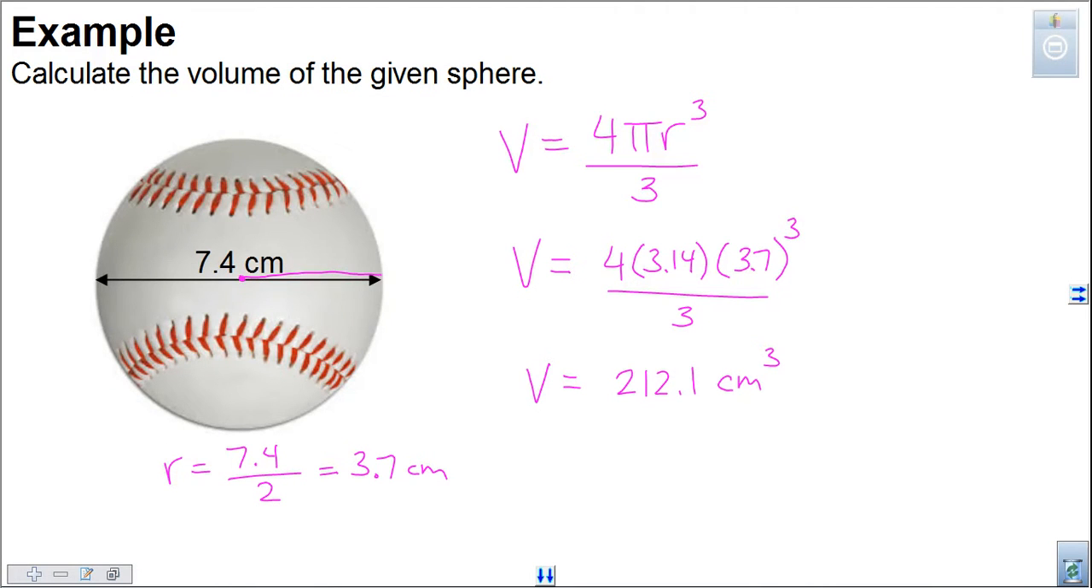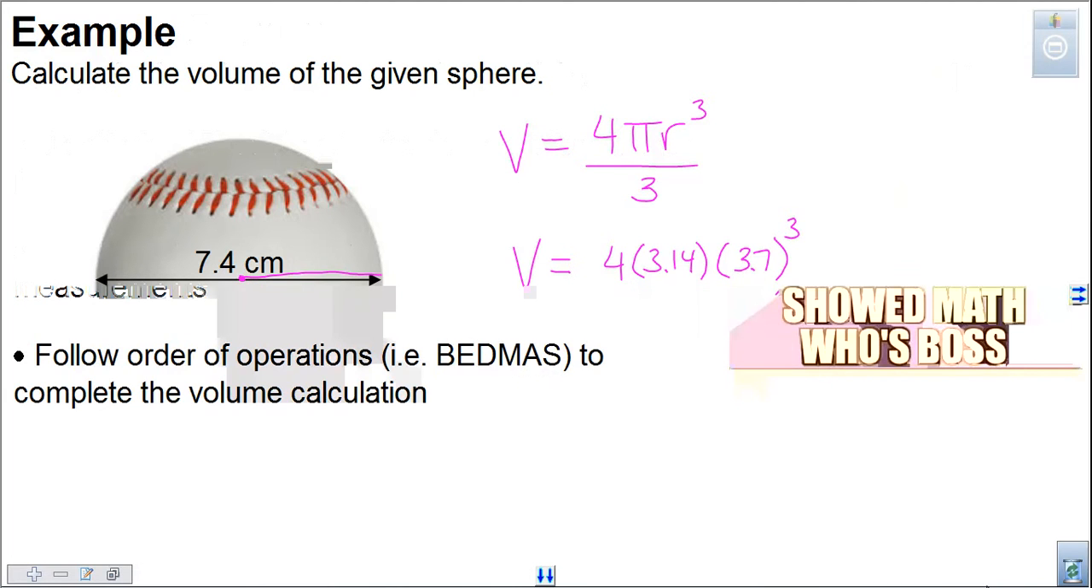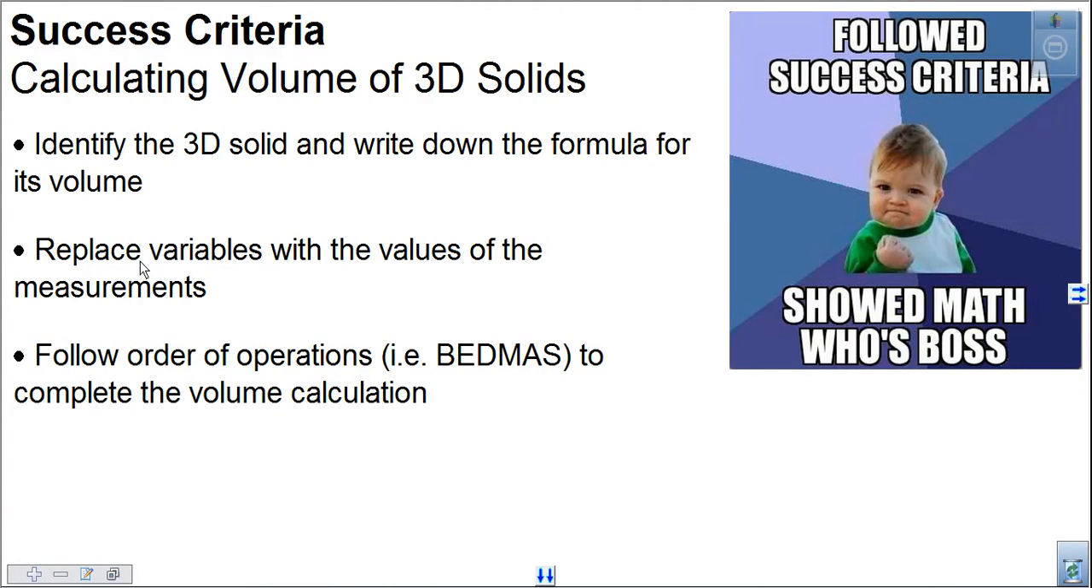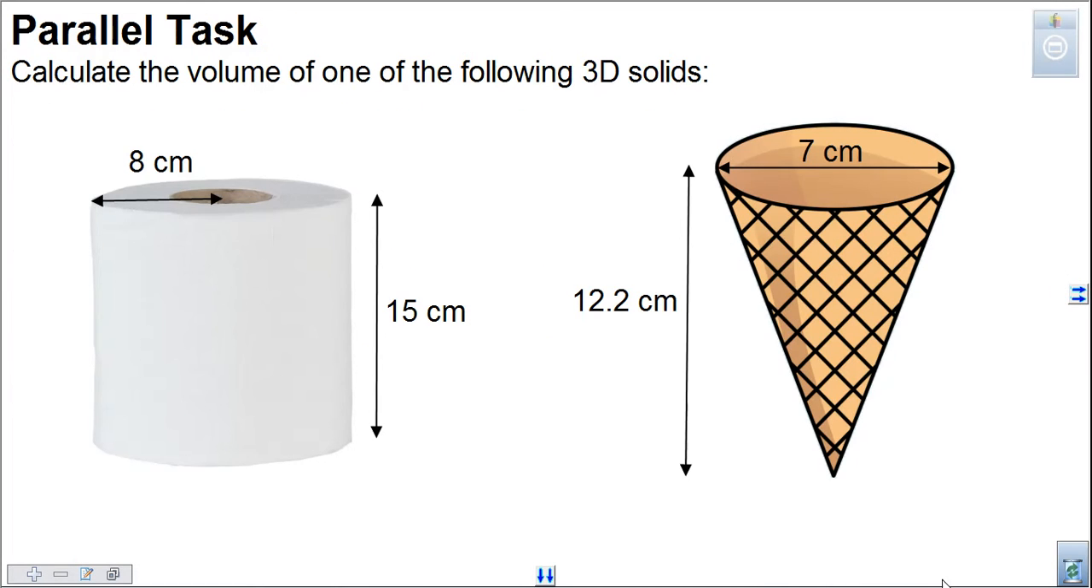All right. So we've just found the volume of 2 shapes. Let's go over the success criteria. So we identify the solid, and then we write the formula. So notice that was the first thing that we did. And then we replace the variables with the values of the measurements. Or if you have pi, you can either leave pi if you're advanced, or you can round it to 3.14. And then we just follow order of operations, so BEDMAS. And we just use our calculator. Okay, that makes things a lot easier.